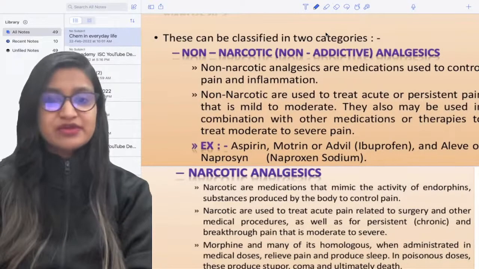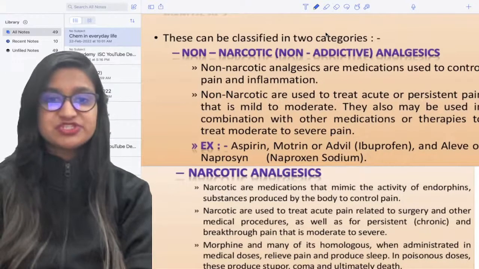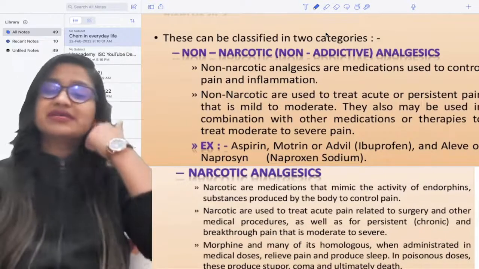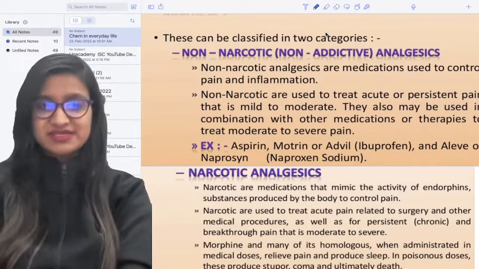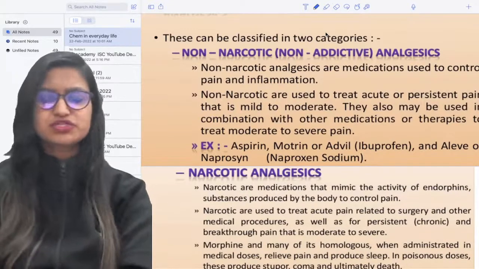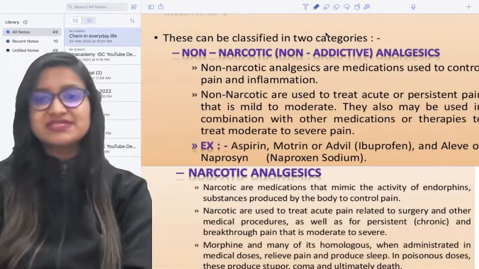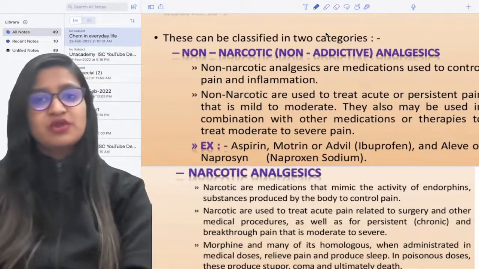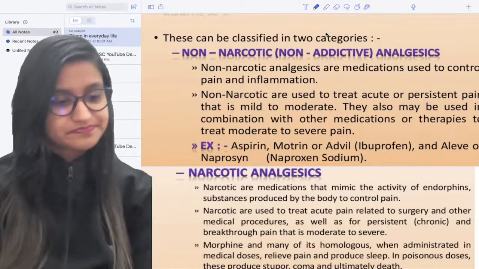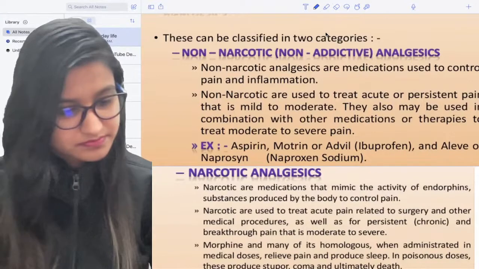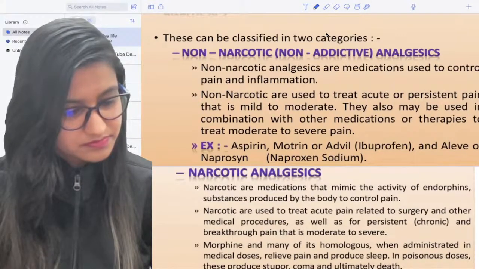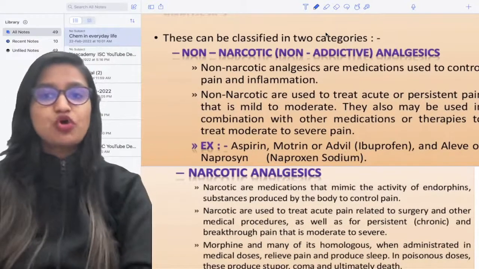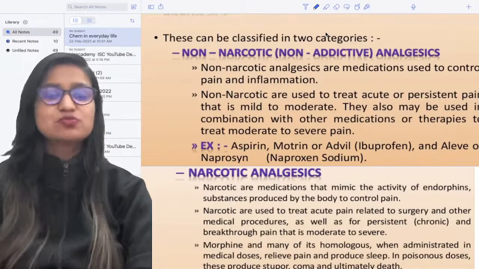So non-narcotic analgesics are medications used to control pain and inflammation. Again, you don't get addicted to them, they are not addictive. You can treat acute or persistent pain, if you are constantly having pain somewhere, that is mild to moderate, with non-narcotic analgesics. So non-narcotics are used to treat acute or persistent pain that is mild to moderate.